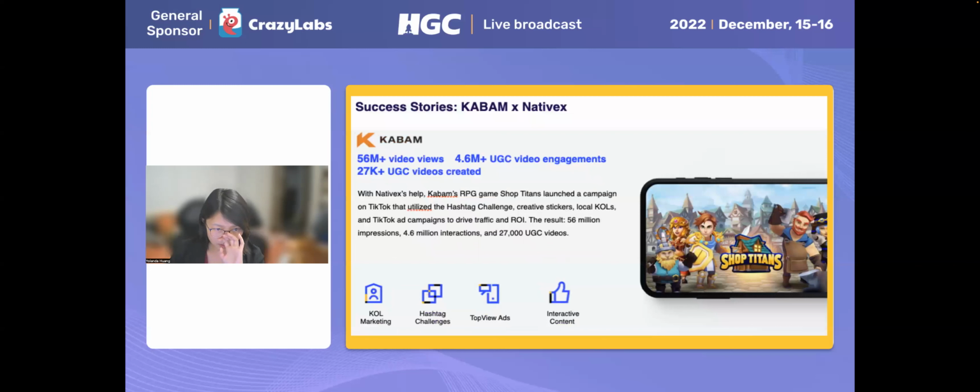So again, this is another hashtag challenge, but this time on TikTok. So this generated 27K UGC videos, 56 million views, and this would make it more than 8.2% engagement rate. So the average, according to open data sources, it's a little bit more than 6%. So it's above the organic rate through the campaign. So those are some success cases of how and where we crowd-source creative ideas.